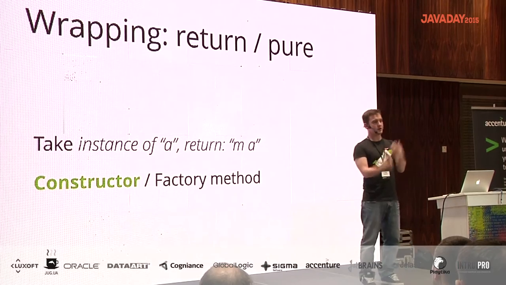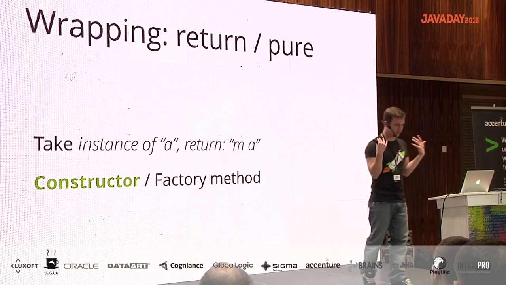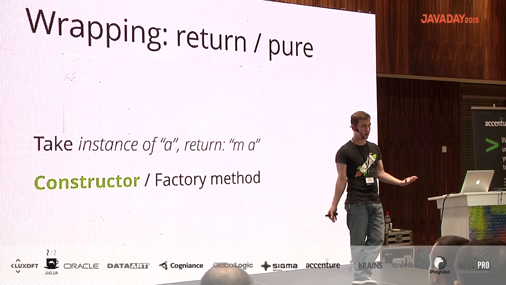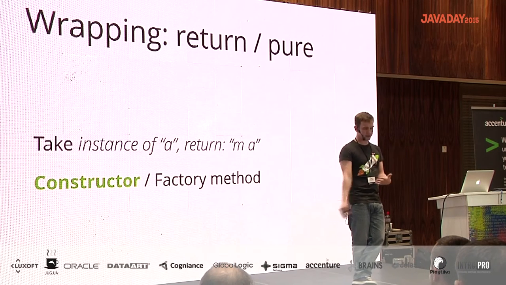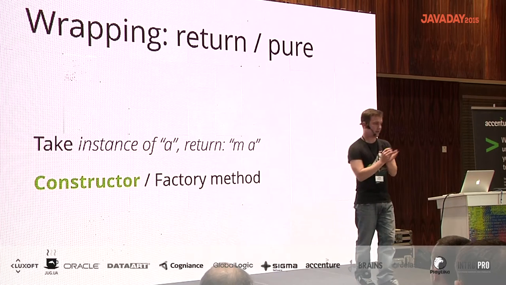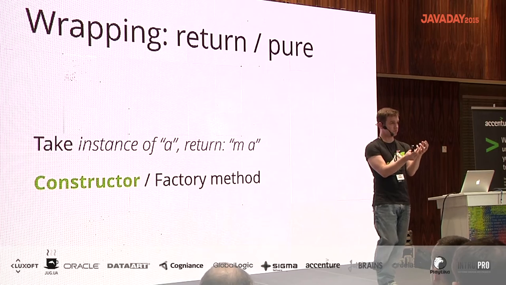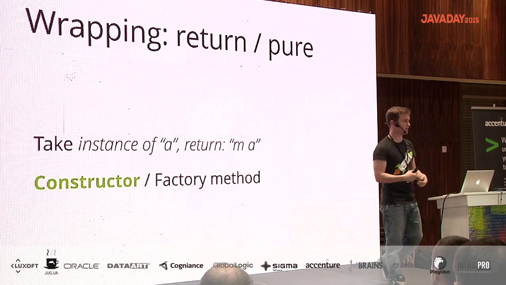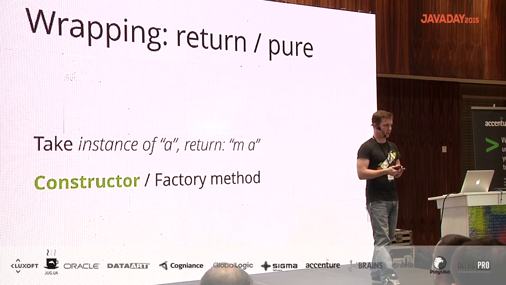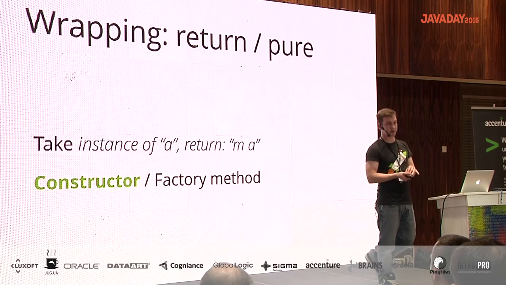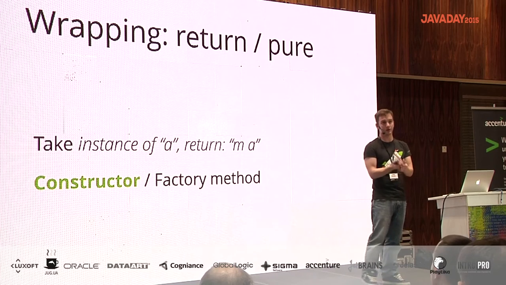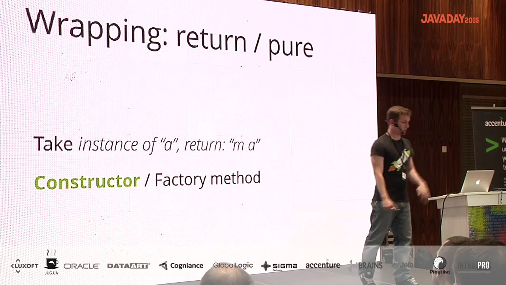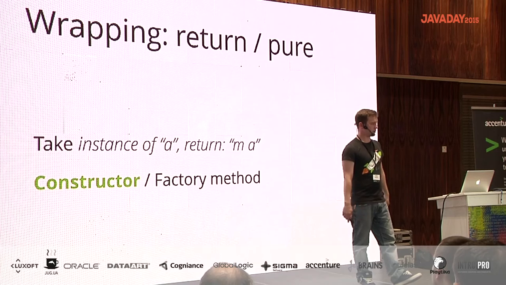So the wrapping functionality of monad will be represented by the method called return, or it will be called pure. And the specification for that, the Javadoc, will be that it will take an instance of some class called A, and it will return a monad wrapping that value. So if we think about how Java creates things, that would be a constructor. The only way to create an object of some type is to call a constructor, or a factory method.